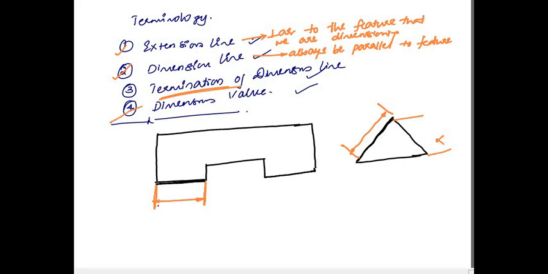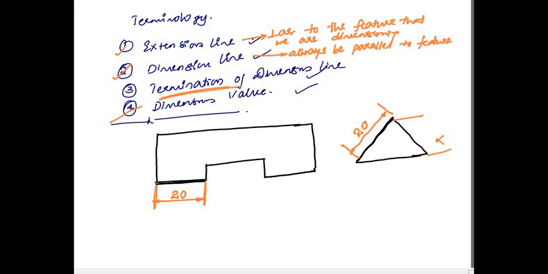Dimension value should always be written above the dimension line. Let us say this is 20 mm. I can write like this, and in this case, let us say this is 20 mm above the dimension line. The value should always be written above the dimension line. There are cases where we will write in between, so we will discuss that later, but the standard general format is like this.